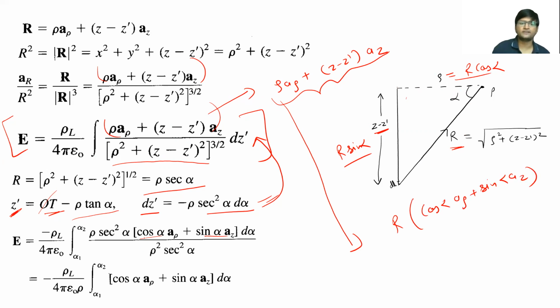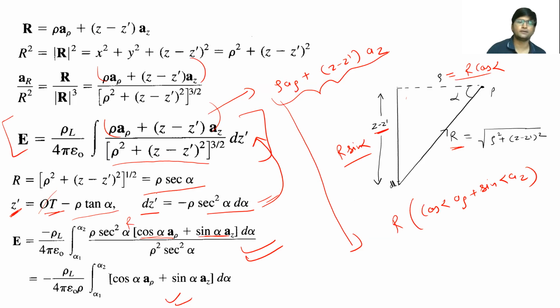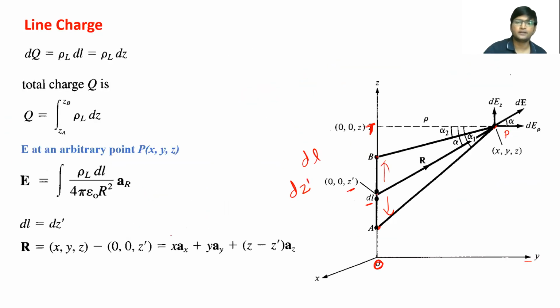So this is what is written here, cos alpha a rho plus sine alpha az, and R will be out and it will be cancelled by one of the R in the denominator. So finally you will get this expression. You can do all this math at home, and if you simplify it, you will get this expression. Finally you integrate it and put the limits. And what are the limits of this dz dash?